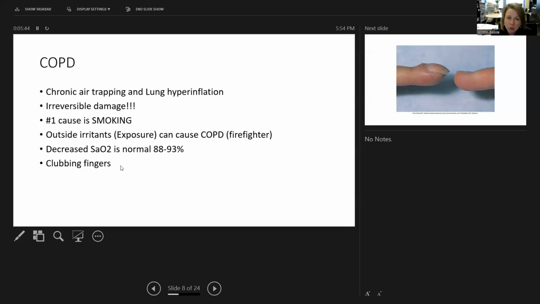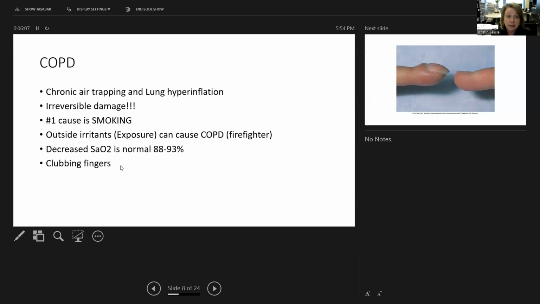We said that, but we also have other things. Outside irritant exposure can cause COPD. And so we see people that were there during 9/11, when everybody was inhaling all that from the towers, which caused a lot of cancers. They inhaled a lot of different chemicals and stuff from that. And that became a problem.